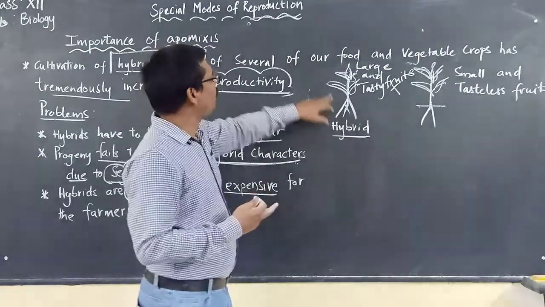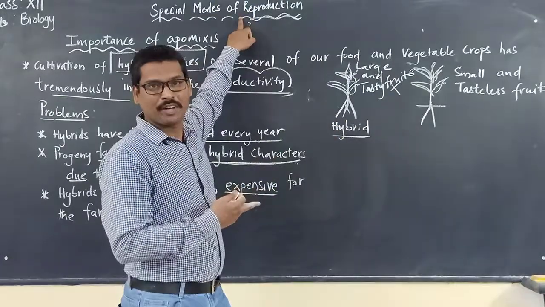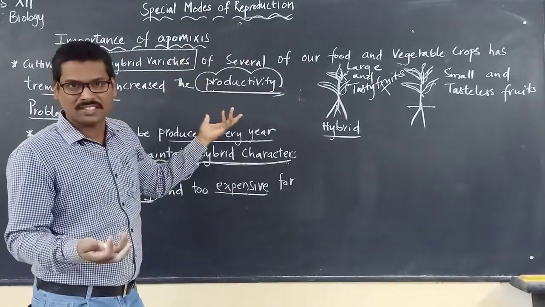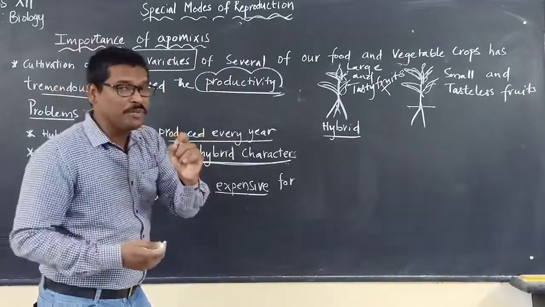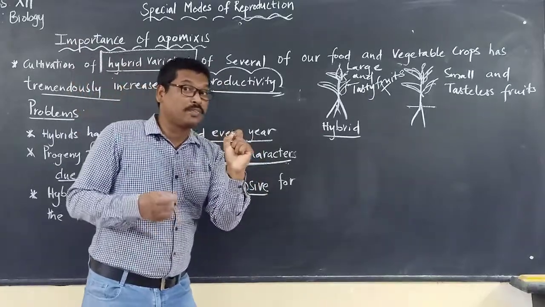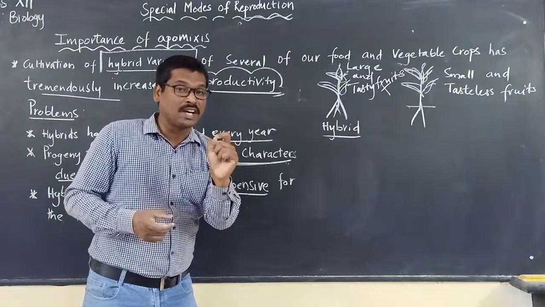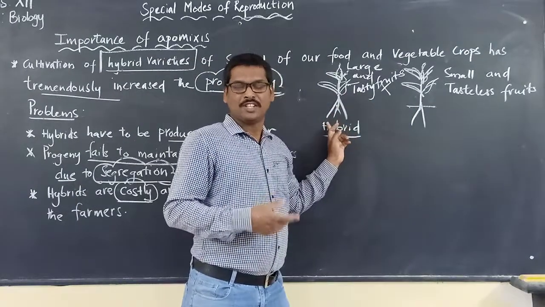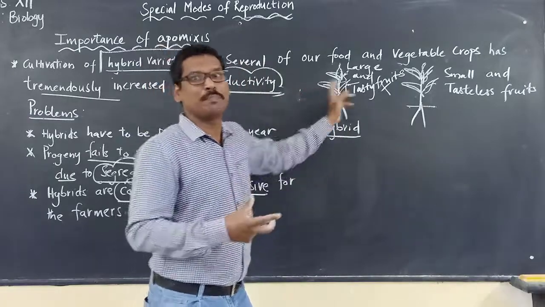It is only through what? The special mode of reproduction. That is apomixis. So what do you mean by apomixis? Apomixis means the seeds which are formed without fertilization. Here what happened? Fertilization occurred. So it is carrying the characteristics of both the parents.